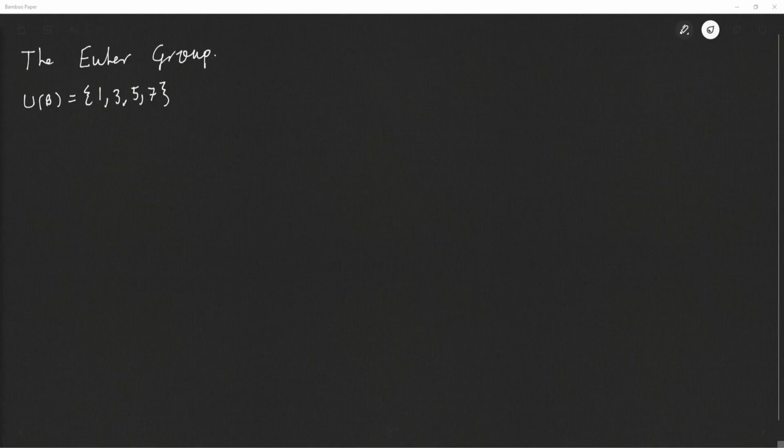So now let's talk about the Euler group for the multiplicative group mod n. For n equal to 8, the group is 1, 3, 5, and 7, since it's all the numbers coprime to 8. And these are the exact numbers that are invertible modulo 8. And we can say that this group has order 4 because phi of 8 is equal to 4.